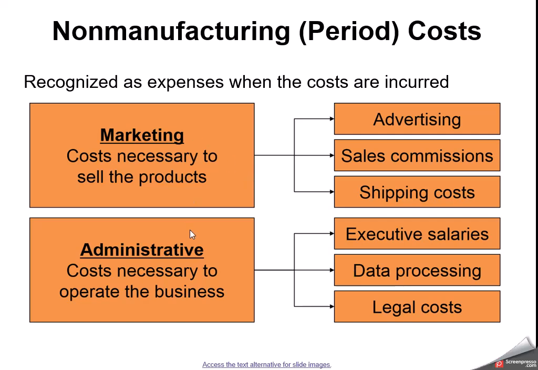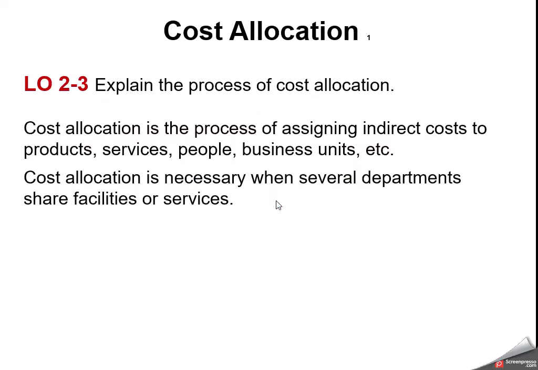Then our general and administrative expenses and our marketing expenses, those are recognized as expense as they're incurred. So like advertising, sales commission, shipping costs, so not the freight in, not to buy the materials that we need for our inventory, but if we have to pay shipping to get the product to our customer. Our executive salaries, our IT function, any legal costs, any insurances, all those things would be administrative.